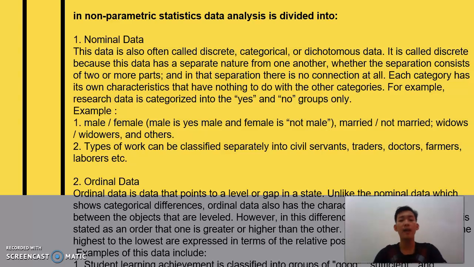And the second one is ordinal data. What is ordinal data? Ordinal data points to a level or gap in a state. For example, nominal data shows categorical differences. Ordinal data also has characteristics or differences between objects that are ranked. For example, student learning achievement is classified into groups: good, sufficient, and lacking, or a person's height as tall, medium, and short.